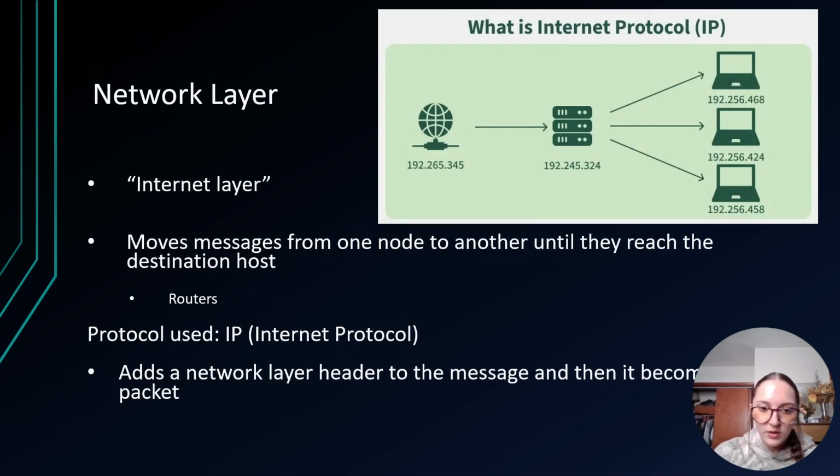Then next we have the network layer, also known as the internet layer, and this layer moves messages from one node to another until they reach the intended destination host. An example of this is routers, and protocols used at this layer are IP, or the Internet Protocol, which adds a network layer header to the message, and then it becomes a packet. I included a diagram of this up here.